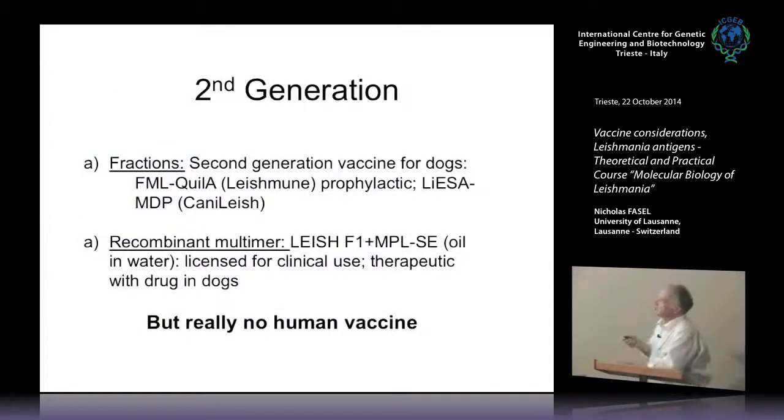Second generation, I just mentioned some. You had the fractions, the Leishmune, the Canilish, and so on. These are fractions, more or less defined. In the case of the Leishmune, it is a fucose-mannose ligand associated with Quil A.